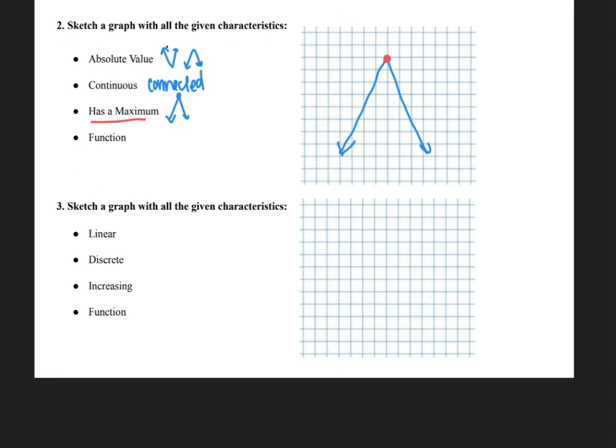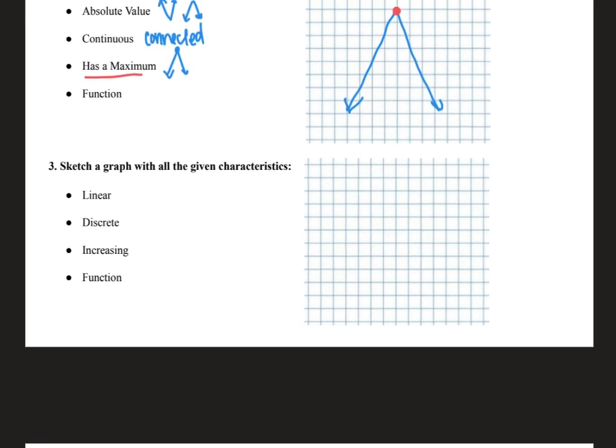Okay, number 3, this one's saying it's linear, so that means it's going to be a line. That could be a line going up, a line going down. Discrete means that it is dotted or not connected. Increasing means it goes up, so it's going to look something like this, and we know that all linear functions are obviously functions. So that could look something like this.